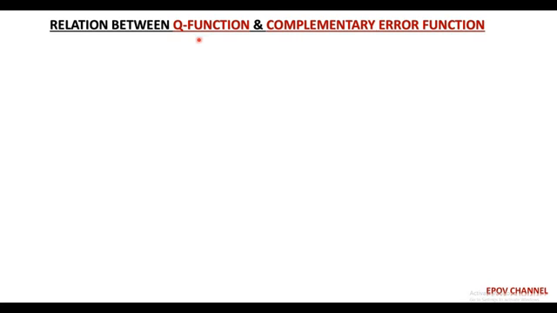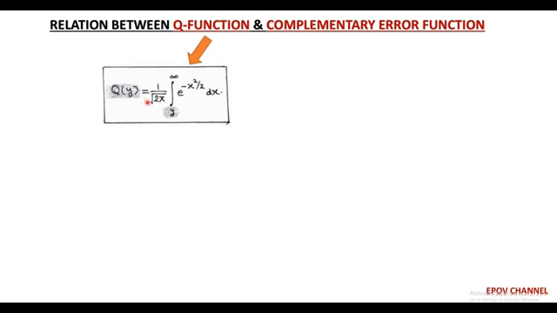Welcome once again. In this session, we are likely to discuss the relationship between Q function and complementary error function, which we have already discussed in last video lectures. So Q function y equals 1 upon under root 2 pi integration of e to power minus x square by 2 into dx, taking limit y to infinity.